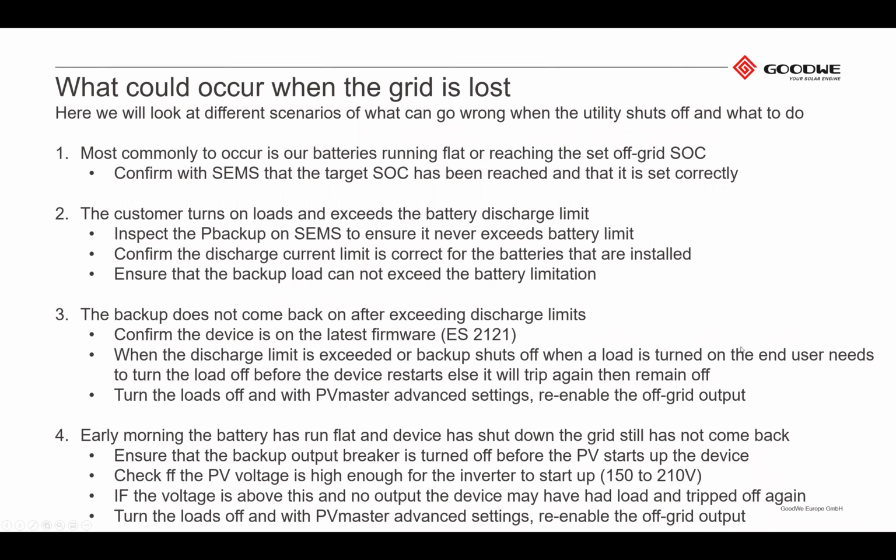Same for when we have bad weather. If the customer's batteries are running very low and the weather is bad, there's next to no PV, the loads are exceeding the PV capacity, either they need to reduce their loads or eventually switch off the loads so that the batteries can get a bit of energy.